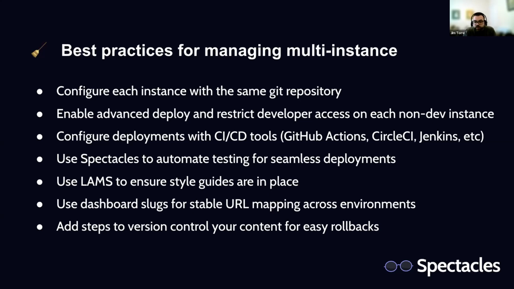Use other tools where appropriate. Spectacles has a great testing suite, and Lams enforces best practice style guides. Looker defaults to using IDs for content, which aren't persistent when migrating across environments. So you can use dashboard slugs, which is available via the Looker API instead, so that you have stable URLs no matter which environment you're using.